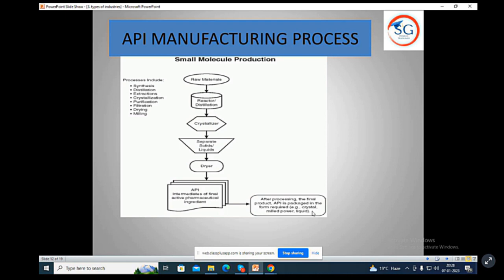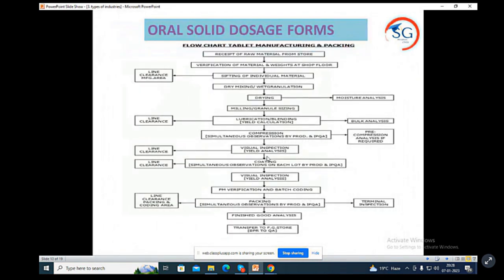If the customer requires it in a crystal form, milled powder, or liquid, or any type of formulation of the API, we will pack the product and send it to the customer. This is the brief of the API manufacturing process. Next, oral solid dosage forms. We will take the example of a tablet and how it is manufactured. I will tell you the flow chart.